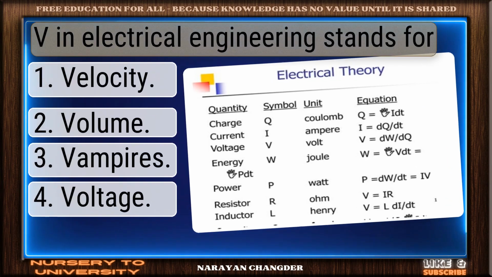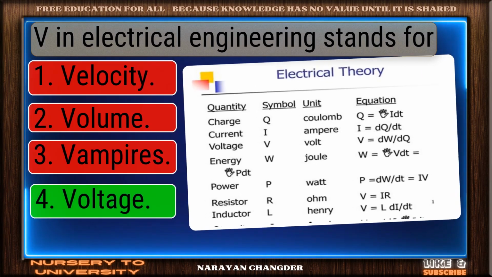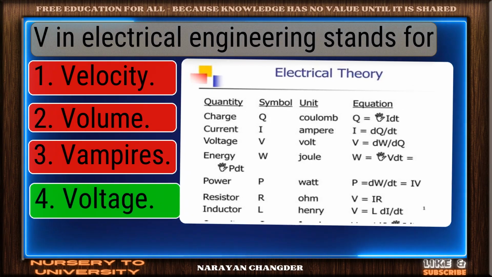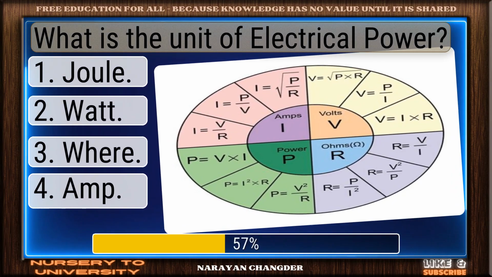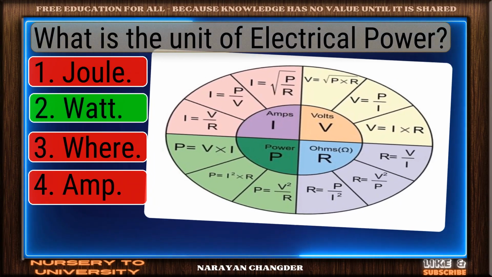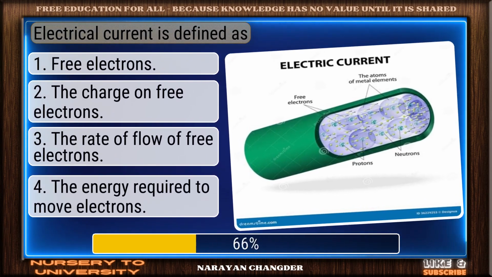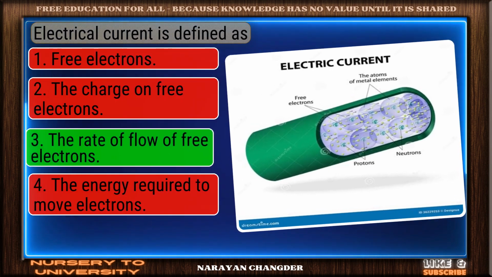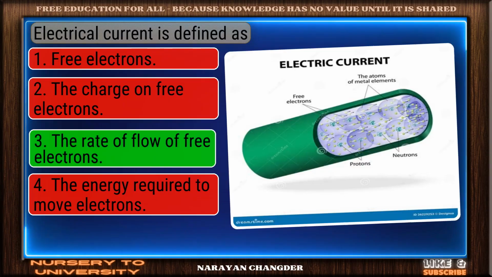V in electrical engineering stands for. Bravo, voltage is the answer. What is the unit of electrical power? Valid point. Electrical current is defined as. Excellent choice. The rate of flow of free electrons is the right answer.